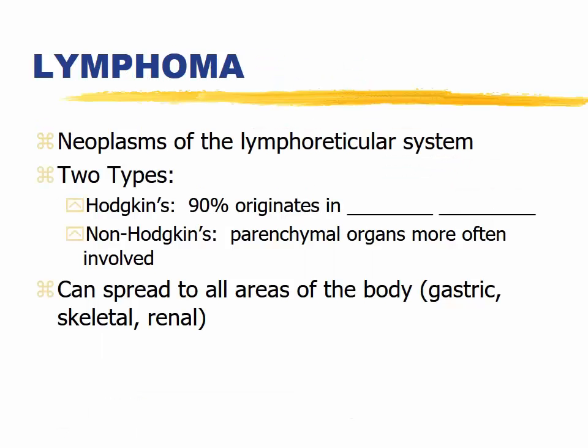Lymphomas are neoplasms of the lymphoreticular system, which includes the lymph nodes, the spleen, and the lymphoid tissues of the parenchymal organs such as the GI tract, lung, and skin. There are two major types, Hodgkin's and non-Hodgkin's. 90% of the Hodgkin's originates in the lymph nodes. With non-Hodgkin's, the parenchymal organs are most often involved. Lymphoma can spread to all areas of the body, which includes the gastric, renal, and skeletal systems.